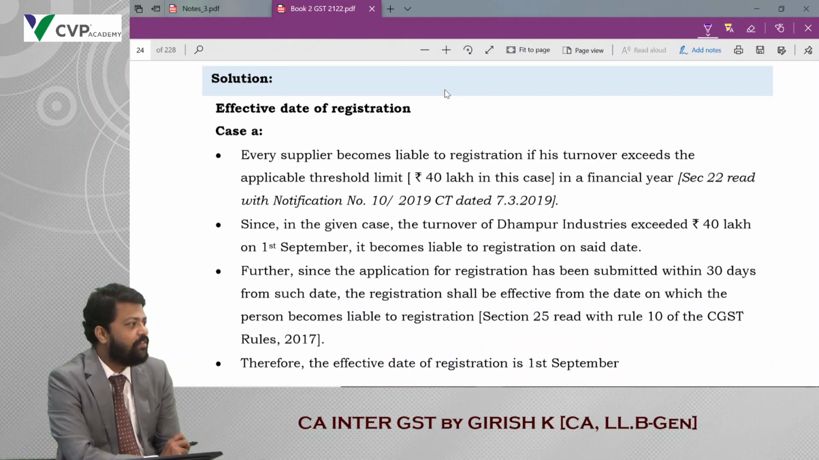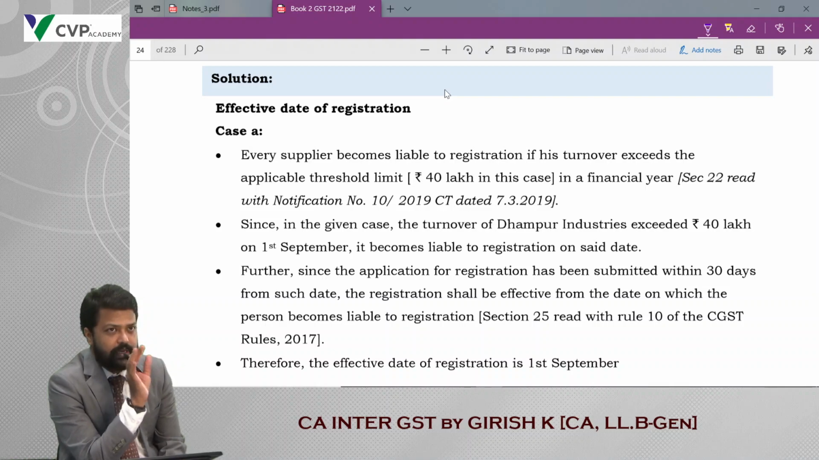So case A, how do we write this? Effective date of registration: every supplier becomes liable for registration if his turnover exceeds the applicable threshold limit, 40 lakhs in this case, in a financial year. Section 22 read with notification 10/19 dated 7/3/19. You can mention the notification or you can skip it also. If you remember section 22, that is well and good.